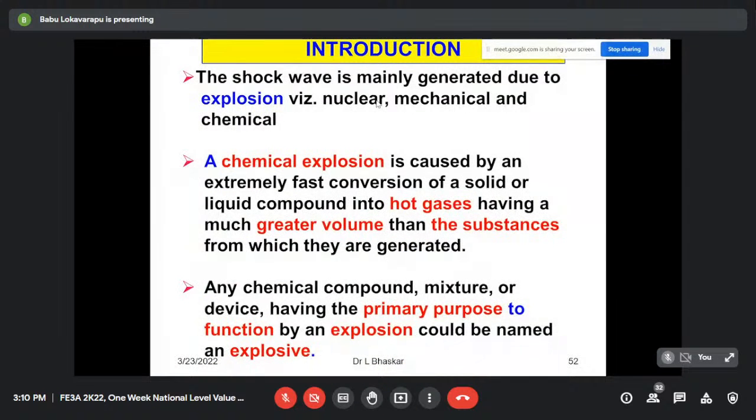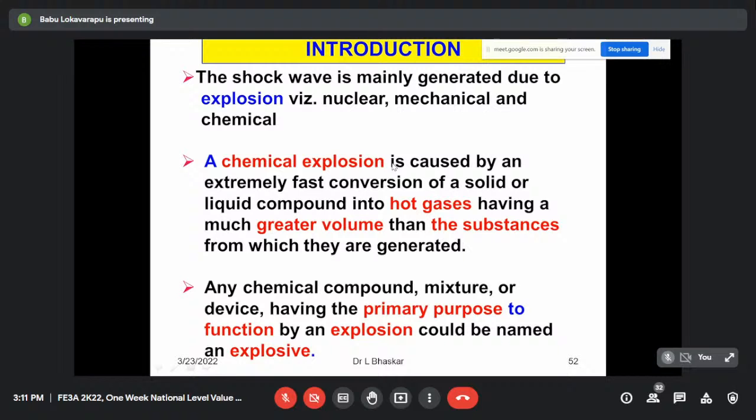Basically, this is in context to chemical explosion. Generally, explosions can be nuclear, mechanical or chemical; here the focus is chemical explosion. We keep the chemical explosive and initiate the blast, and during the blast, we look at how the waves and heat are generated and how the wave is traveling. That is what we are focusing on.